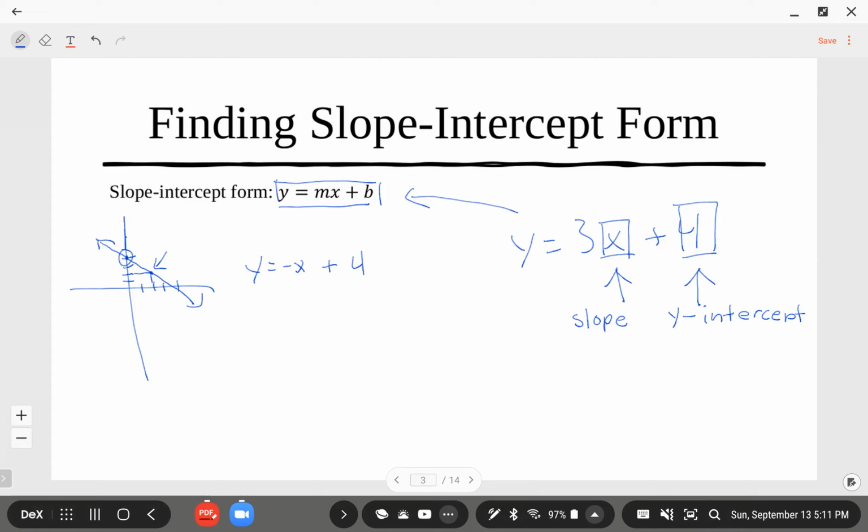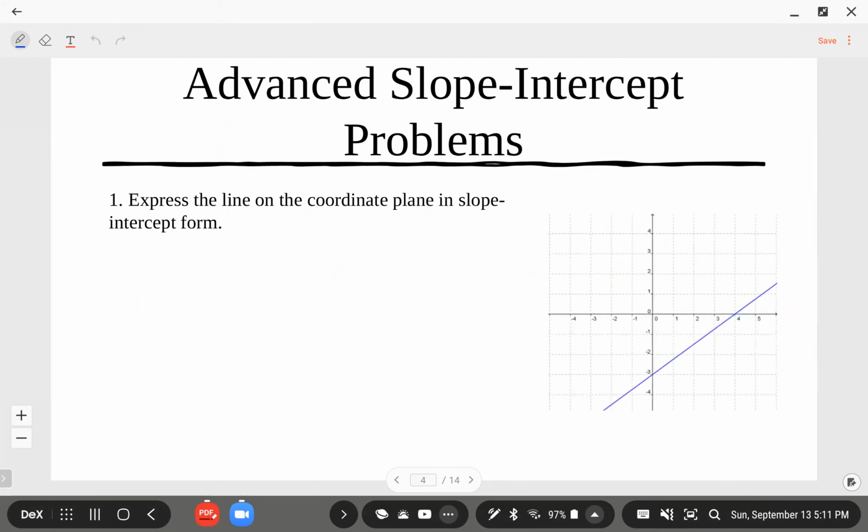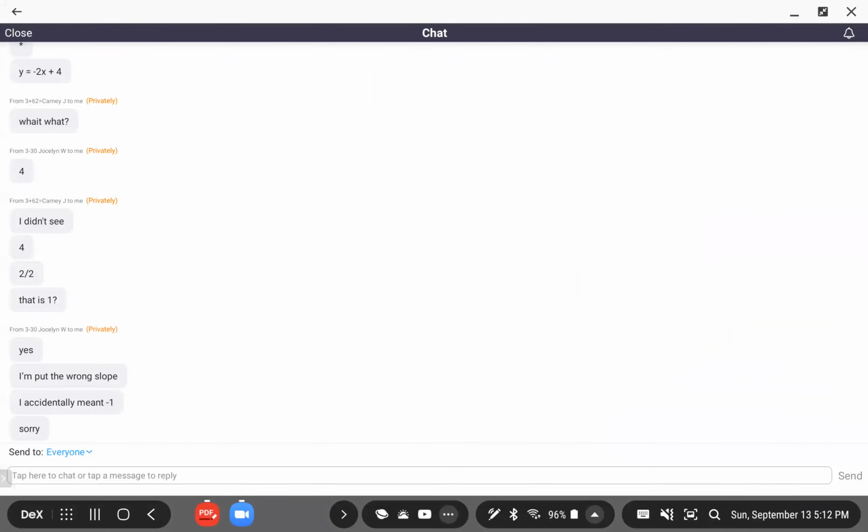So I'm done reviewing that. So let's try a problem, okay? Express the line on the coordinate graph, this one, in slope-intercept form, okay? I just taught you this. Remember, you have to find the y-intercept first, and then you have to find the slope, right? And then you can build your equation, okay? So please try to express this line in slope-intercept form and put your answers in the chat box. You can put all your answers there, and then I'll look through them.